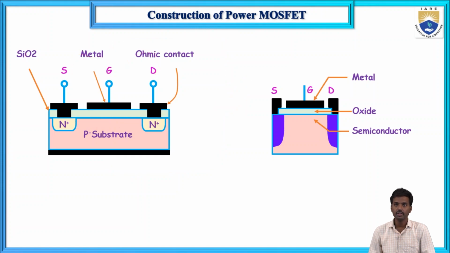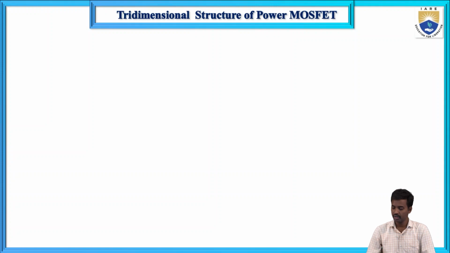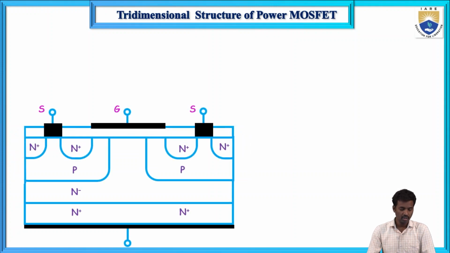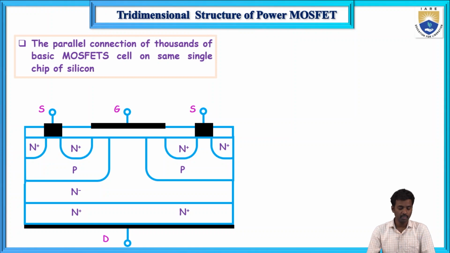Now for high power applications, we have the N-channel enhancement power MOSFET. For the previous low power one, the main drawback is the large resistance from the drain to the source, because of which there is large heat dissipation. So that can be used only for low power applications, but this one is used for high power applications. In this, thousands of basic MOSFET cells are connected in parallel on the same chip of silicon.